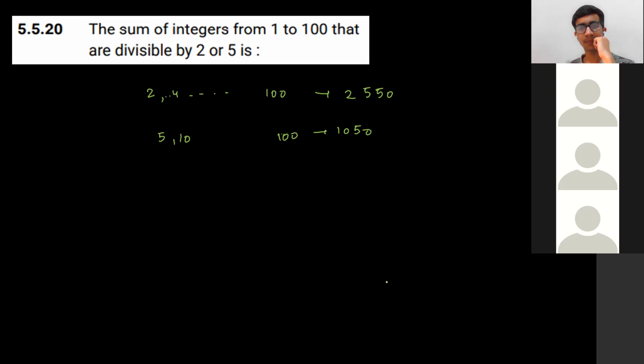10, 20. So we'll take a as 10 and d is also 10. Exactly. Then we can use that sum. Multiples of 10 are counted twice, right? So 10, 20, up till 100.